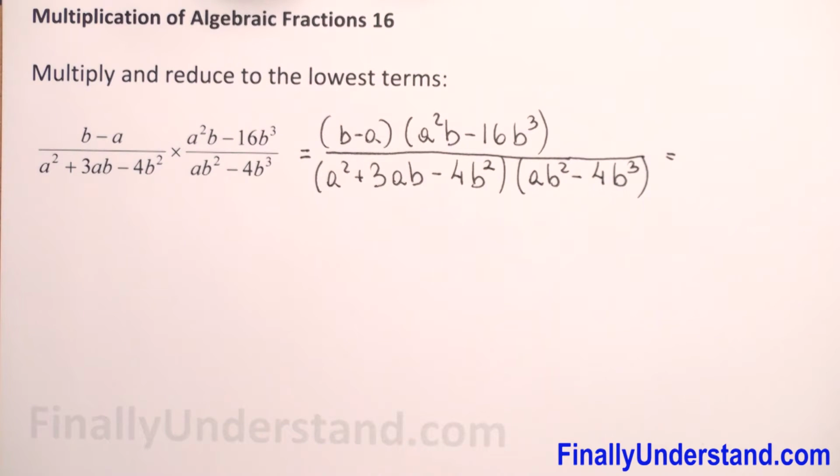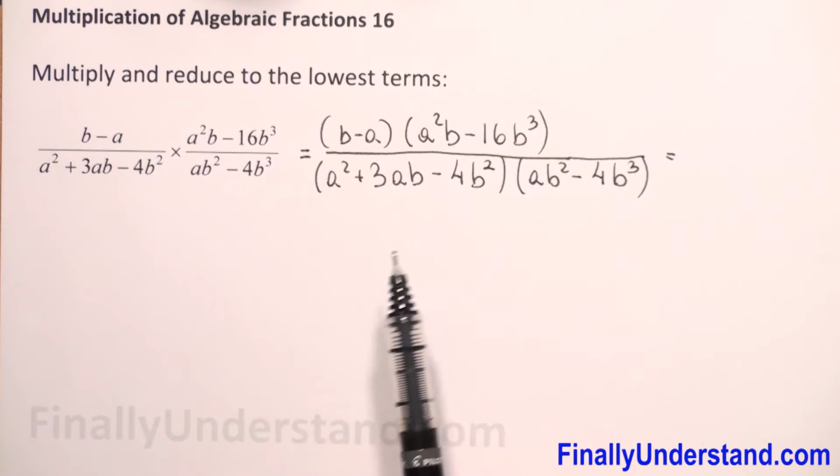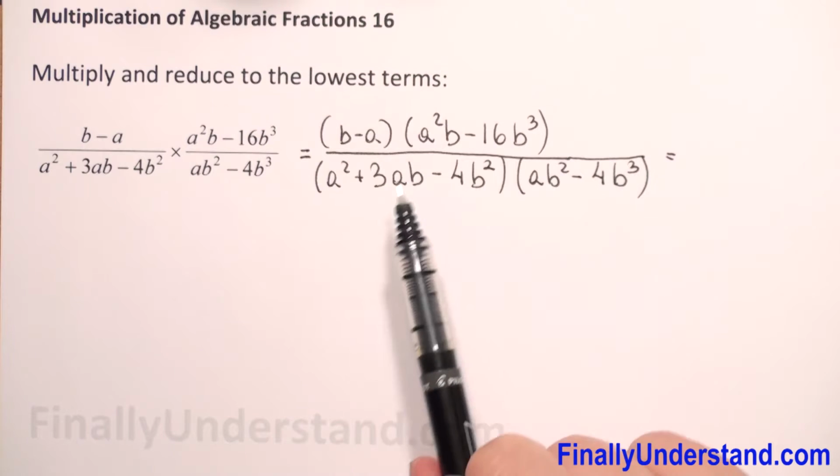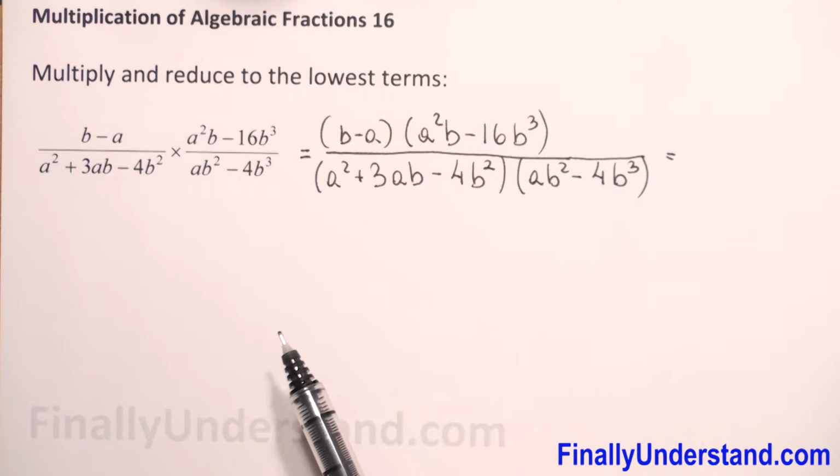Now we have to reduce to the lowest terms. We know that we can reduce when we have multiplication. We reduce numerator with denominator, and we have to have in the parentheses exactly the same expressions. At that moment we don't have, so we have to do factorization.